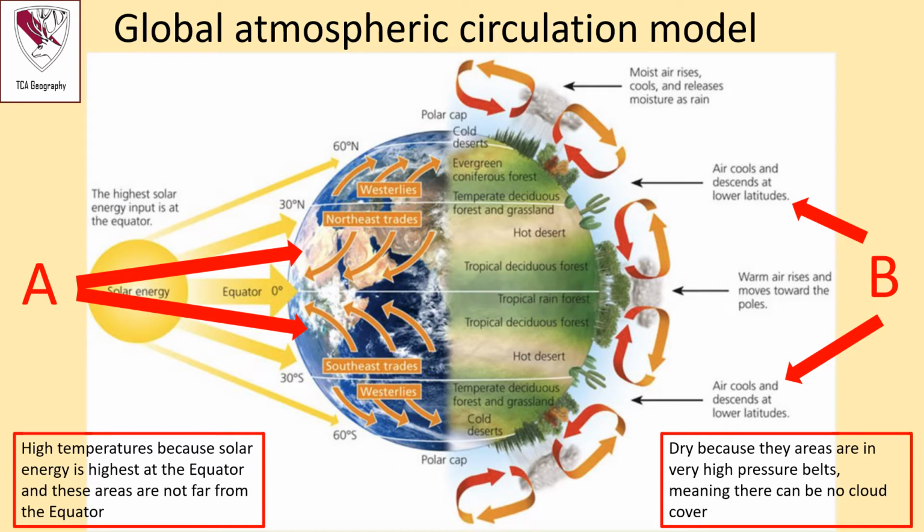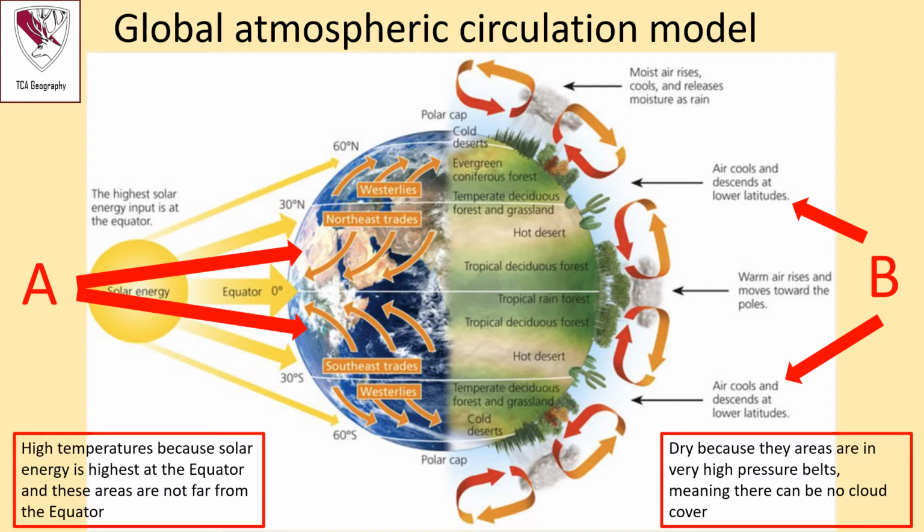I'd like us to take a look at the global atmospheric circulation model again in order to understand why the climate of hot deserts is the way it is. So on the left-hand side, where it shows A and those 2 red arrows, that's to do with the amount of solar energy that the hot deserts receive. And it is close to the equator, so it gets a very large amount, just not quite as much as the equator. So the high temperatures are because of the high solar energy.